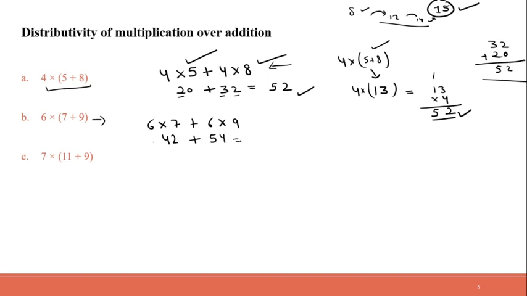Okay. So if I add these two, 54 plus 42, what will I get? 4 plus 2 is 6, and 5 plus 4 is 9. So the answer is 96.